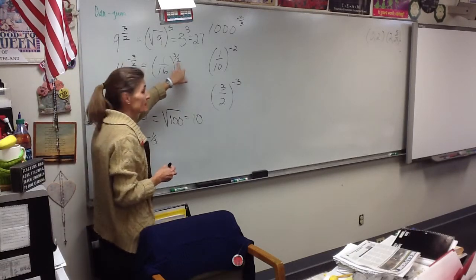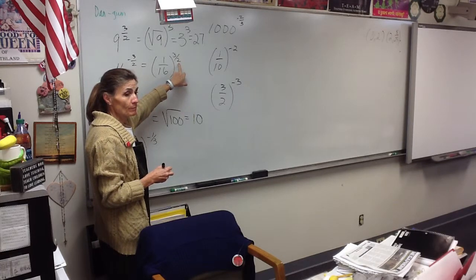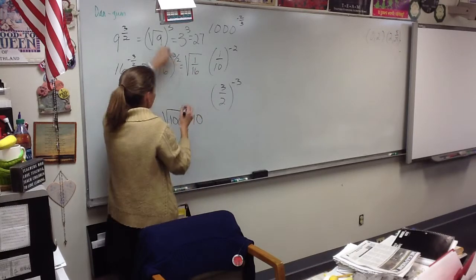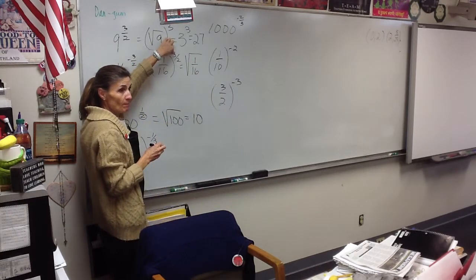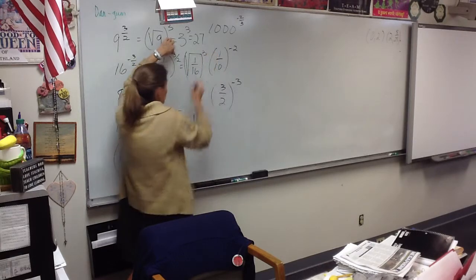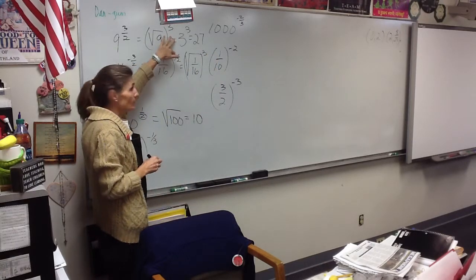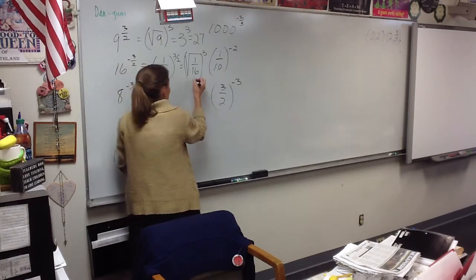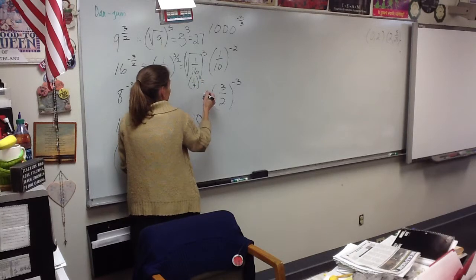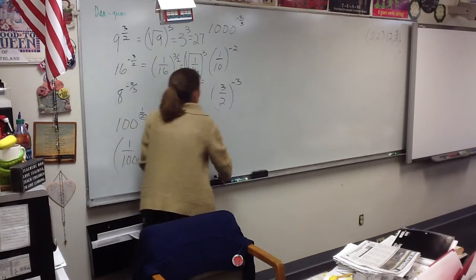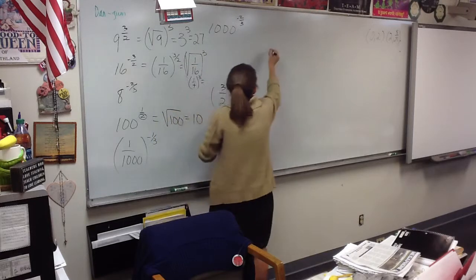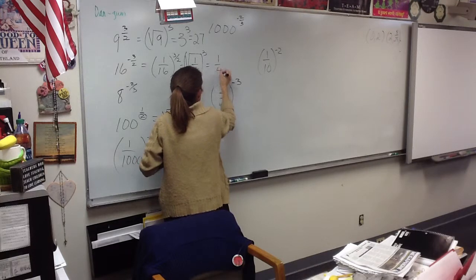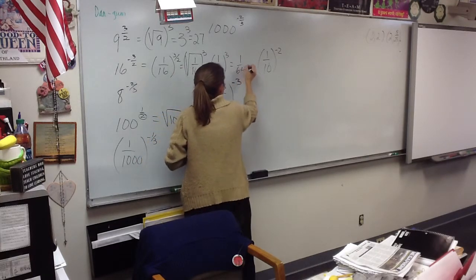Now, what does that 2 right there mean? Square root. So we're going to take the square root of 1/16. And then what are we going to do with it once we get it figured out? We're going to raise it to the 3rd power. So what's the square root of 1/16? 1/4. And 1/4 cubed is 1/64. That's right. This is 1/4 cubed, which is 1/64.